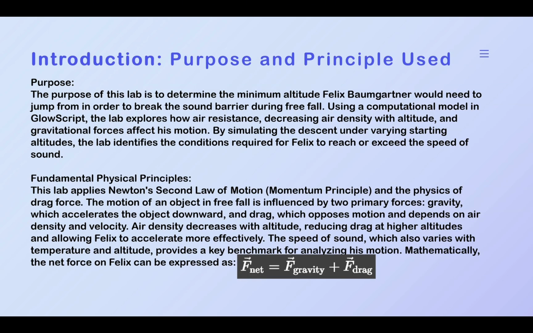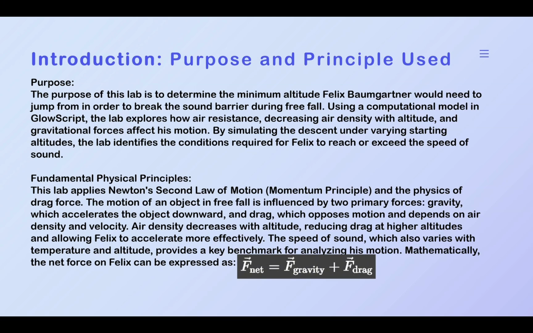So my purpose of this lab is to determine the minimum altitude Felix Baumgartner would need to jump from in order to break the sound barrier during freefall. Using a computational model in GlowScript, the lab explores how air resistance, decreasing air density with altitude, and gravitational forces affect his motion. By simulating the descent under varying starting altitudes, the lab identifies the conditions required for Felix to reach or exceed the speed of sound.